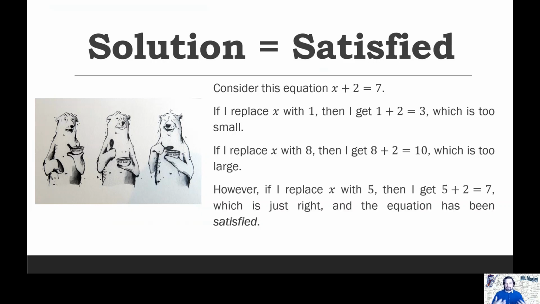However, if I replace x with 5, then I get 5 plus 2 equals 7, which is just right. And the equation has been satisfied. We found that one value. In this case, there is only one number that is just right, that number 5. There's nothing else I could put in place of x that would work and satisfy the equation.